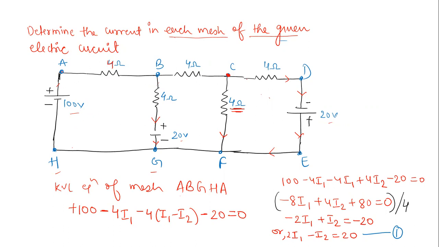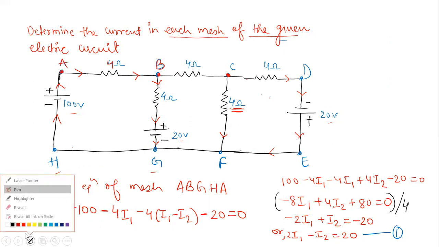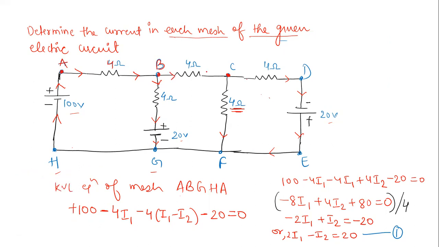Now, the first thing that you will do is you will mark all the nodes basically, as I have already done: A, B, C, D, E, F, and G, and H, like this. The second thing that you will do is you will mark the direction of current in each branch. You can assume any direction as per your convenience. That is totally up to you. However, I have taken the direction as I am showing here, right? So now the direction here in this is like this.